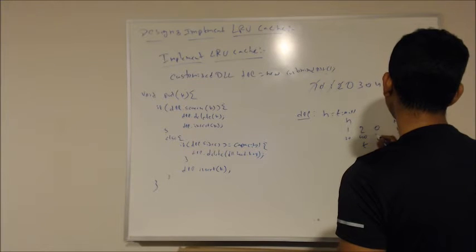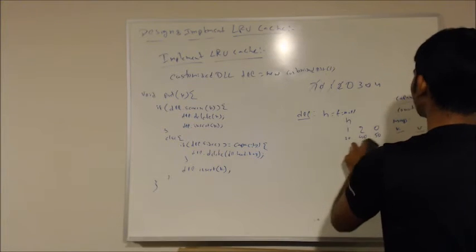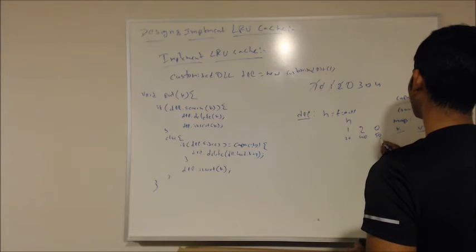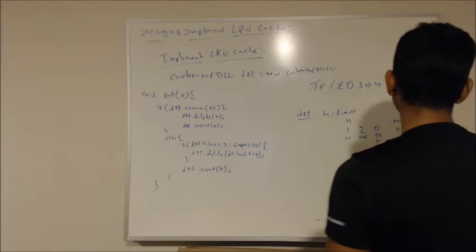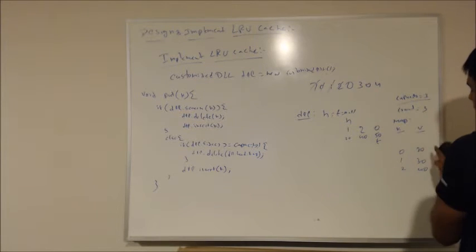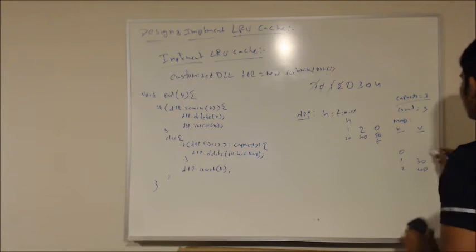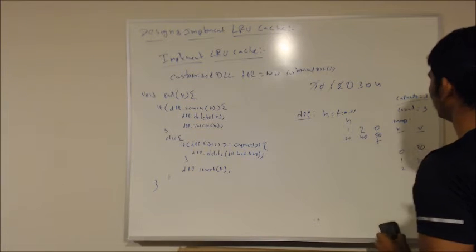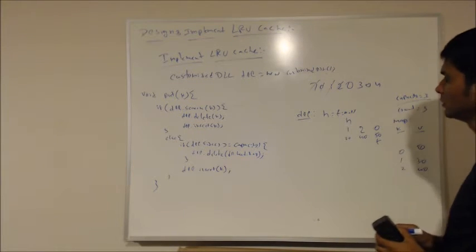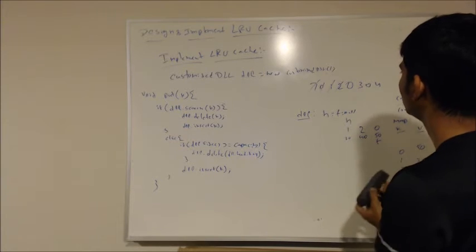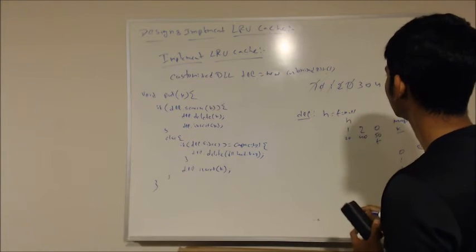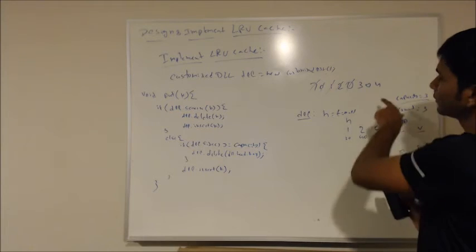So 0 is inserted with a new address 50 and we update the tail, and respective to our insertion here, this address in the map is also updated to 50. Okay, so we don't need to update the count because the size is still 3. So 0 is done. Now let's call 3.